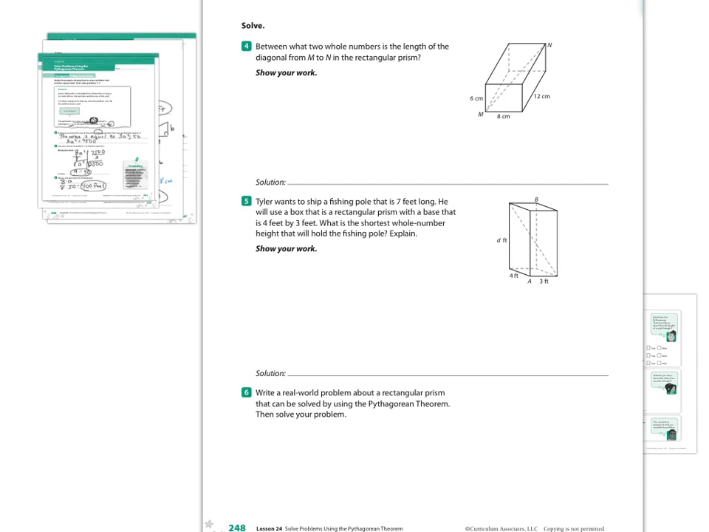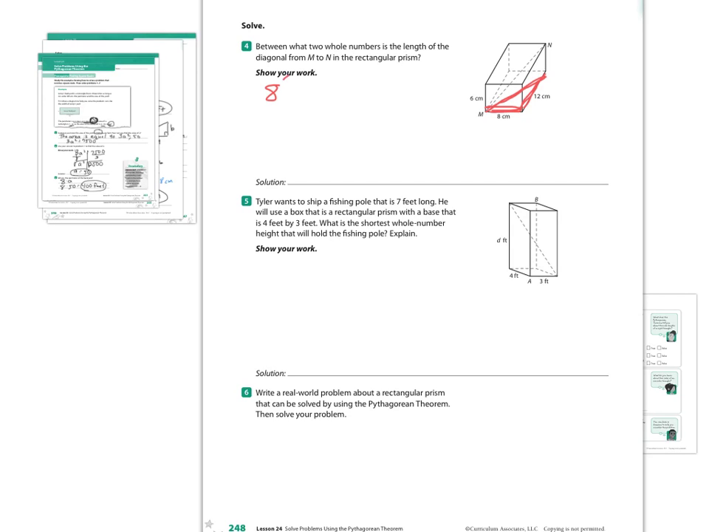Okay, looking at number 4, it says, between what two whole numbers is the length of the diagonal from M to N? Now, before we find the length from M to N, we have to find the hypotenuse of the base of that rectangular prism. So what we need to do is find the hypotenuse of a triangle that has two legs that are 8 and 12, which means we can use the Pythagorean theorem.